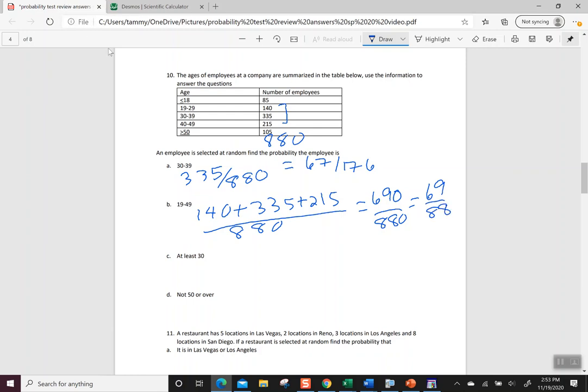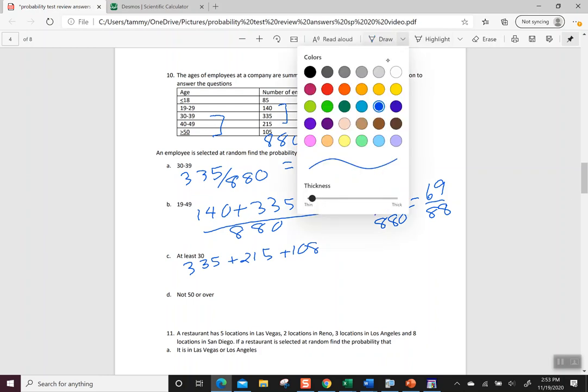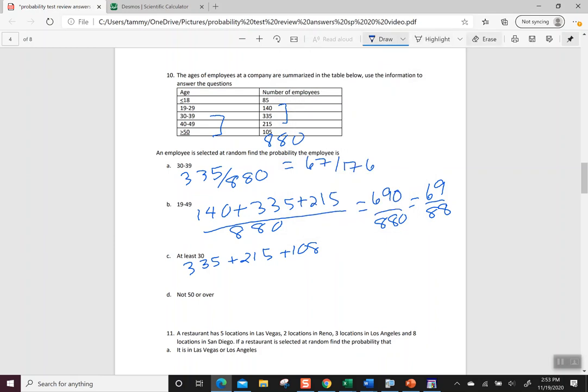All right, so then at least 30, okay? So at least 30 says 30 or more. So that's these. So this one has 335, it has 215, and it has 105. Important really to look at the words so that you see at least and you think, okay, at least is 30 or more. Okay, so let's go back, and this is 105, and again, all over 880, so this denominator is not switching. So 335, 215, 105, this is 655 over 880.